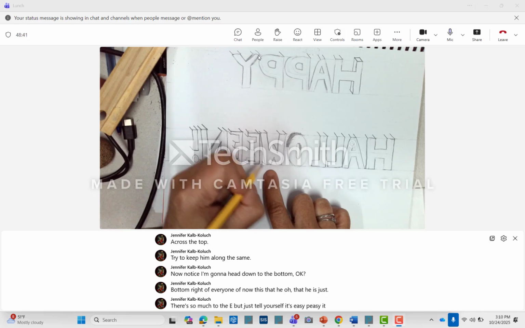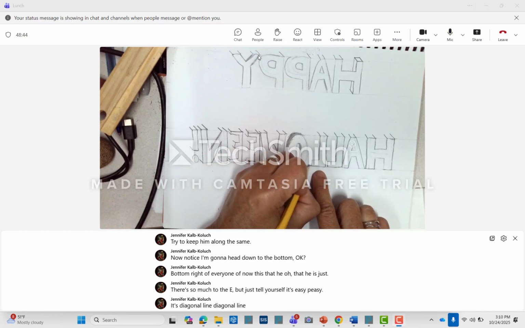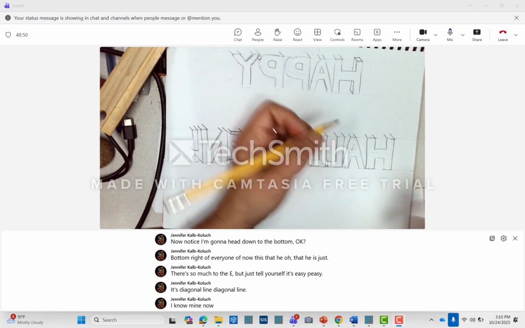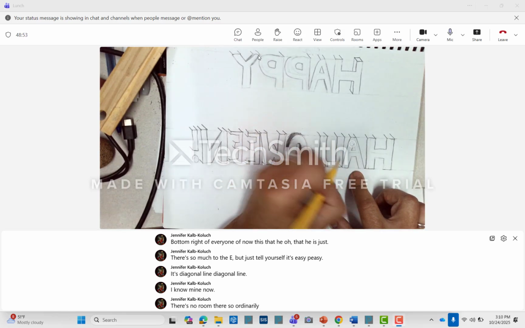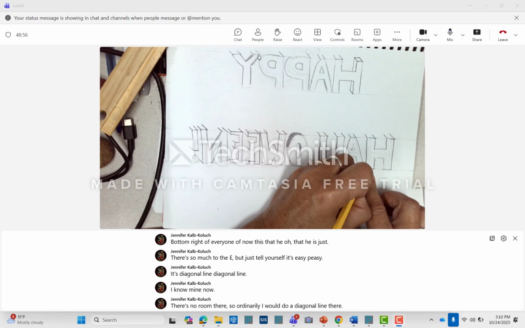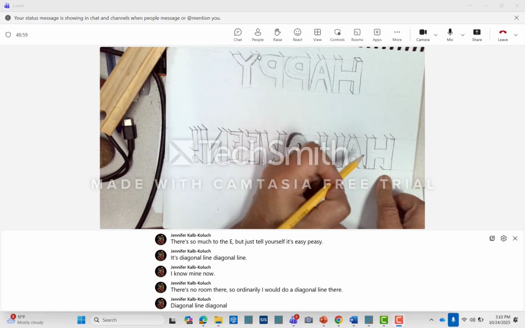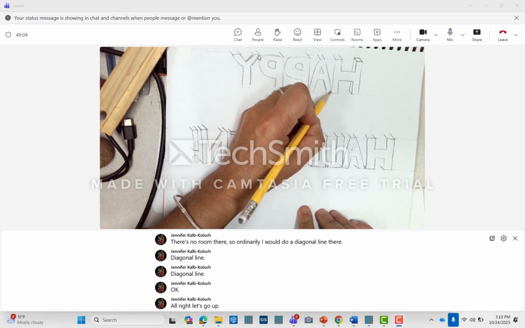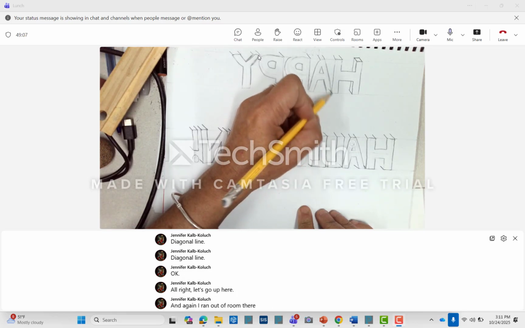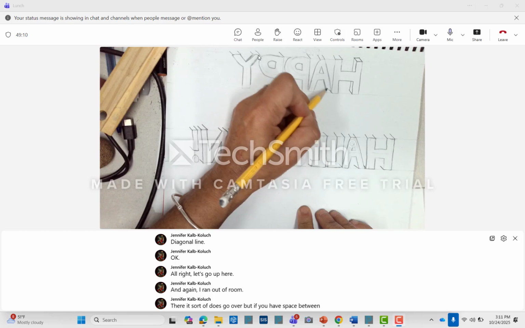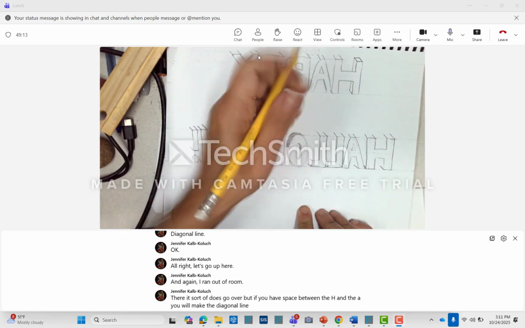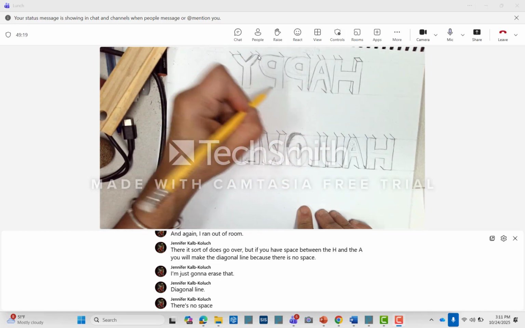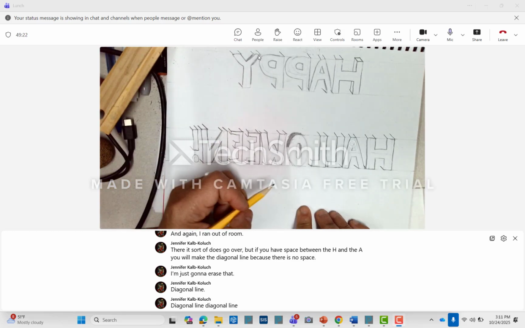It's diagonal line, diagonal line, diagonal line. Now, there's no room there, so ordinarily I would do a diagonal line there. Diagonal line, diagonal line. Okay, all right. Let's go up here, and again, I ran out of room there. It sort of does go over, but if you have space between the H and the A, you will make the diagonal line. Because there is no space, I'm just going to erase that. Diagonal line, there's no space there, diagonal line.